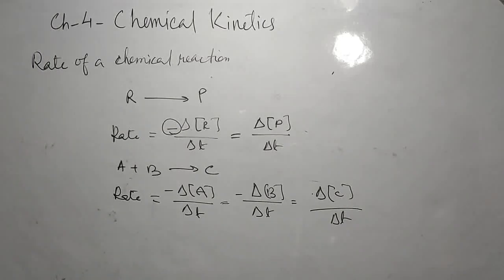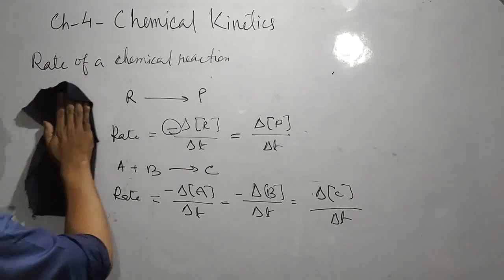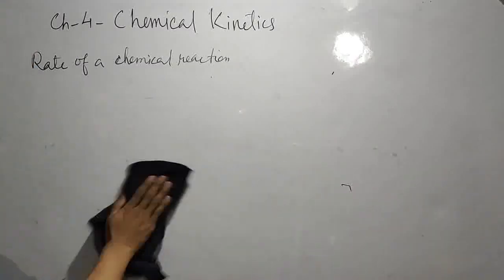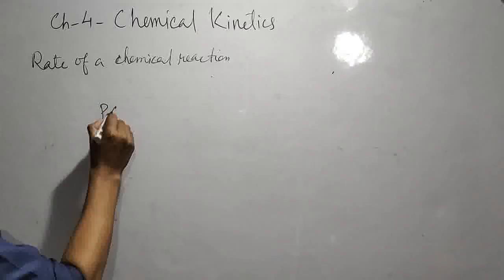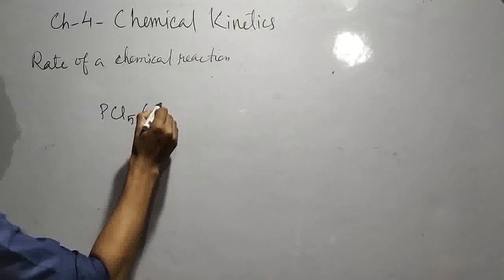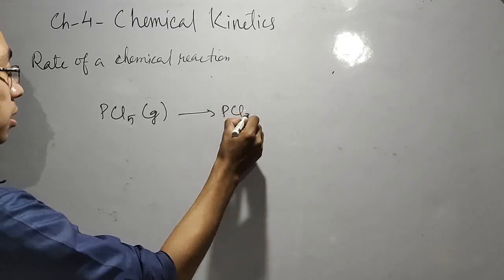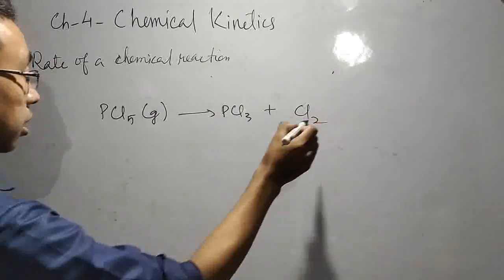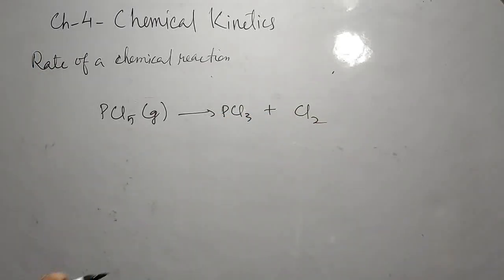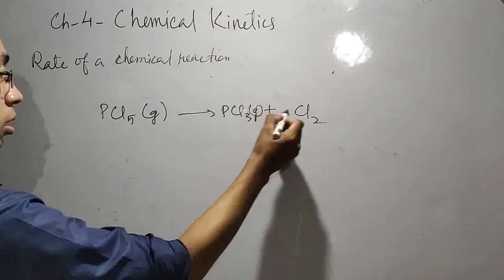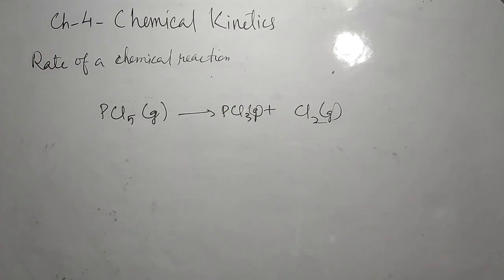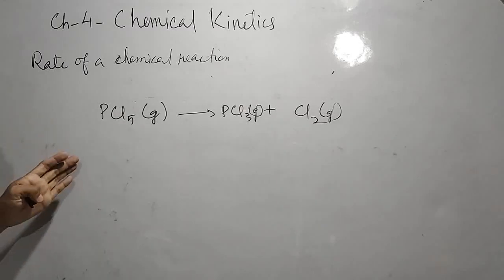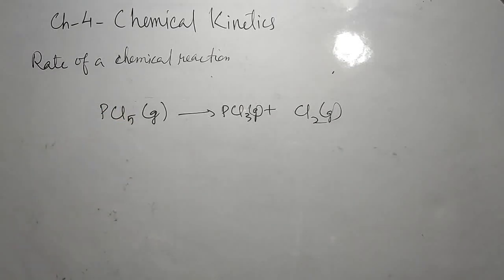Now I'll give you one problem, which you try. For the reaction of PCl5, which is gaseous, giving PCl3 plus Cl2, now all of them are gas. You write the rate of reaction for this particular reaction.